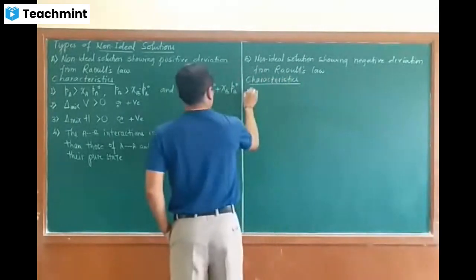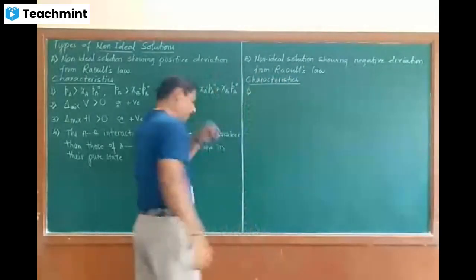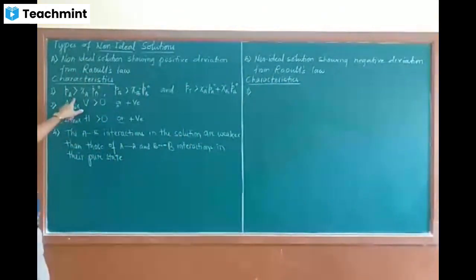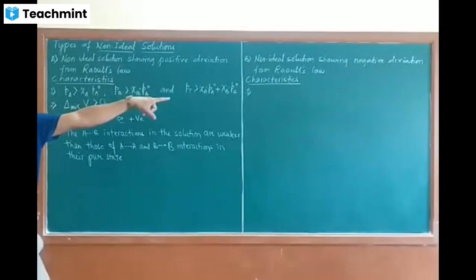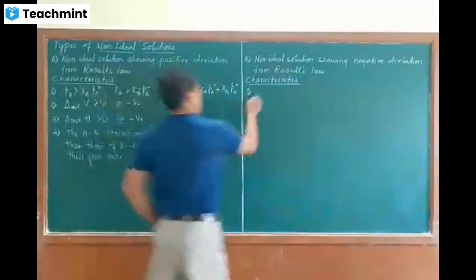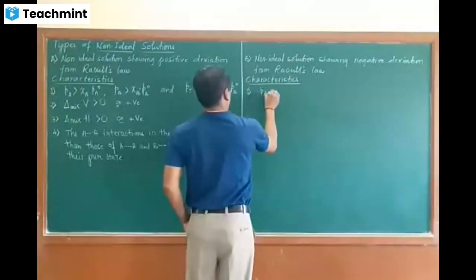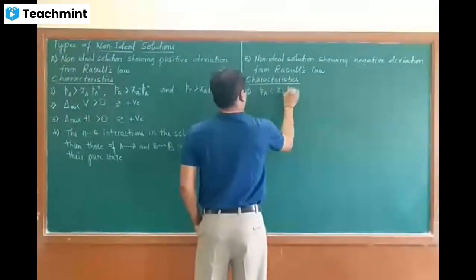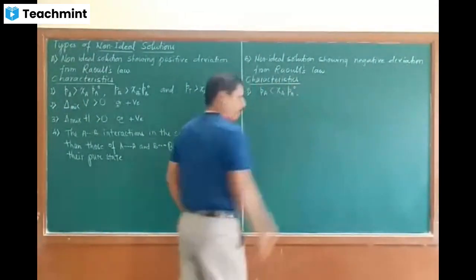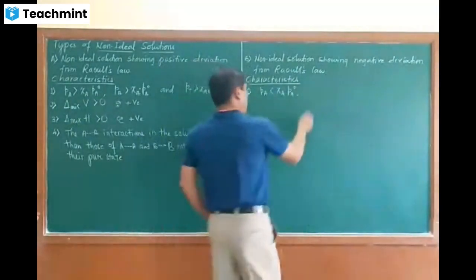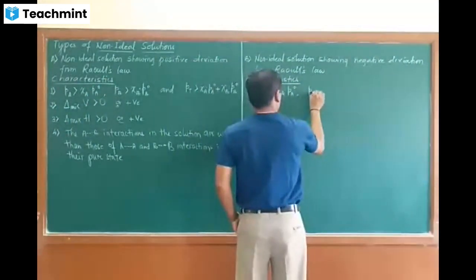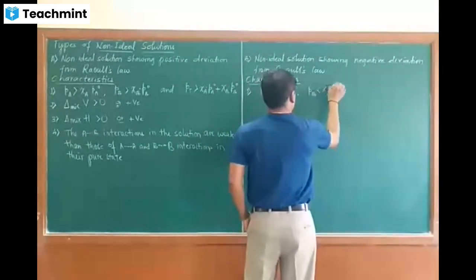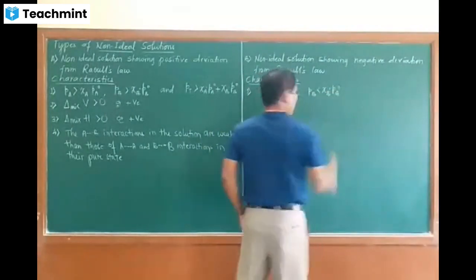See, first one. Here PA is greater than... positive. Negative deviation: PA is less than Ka into PA naught. Similarly, PB, the partial vapor pressure of component B, is less than Ka B into PB naught.